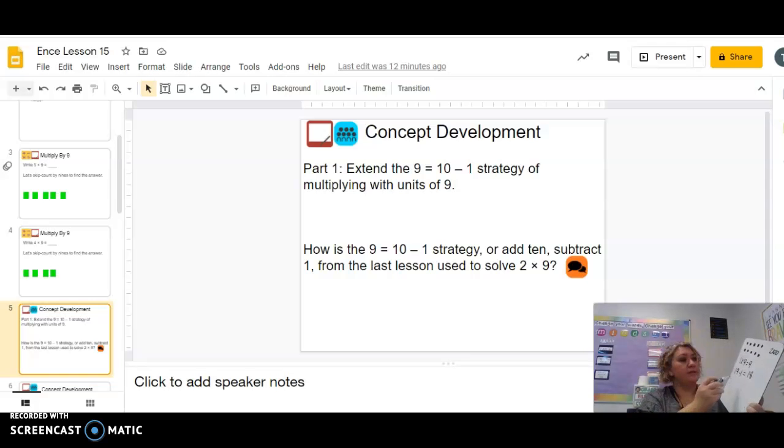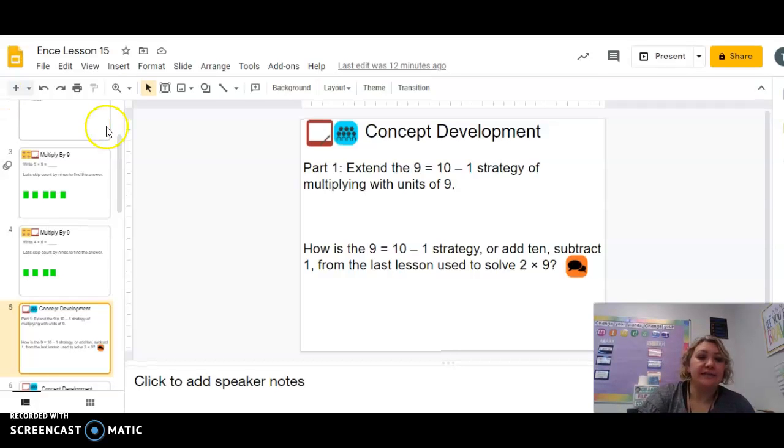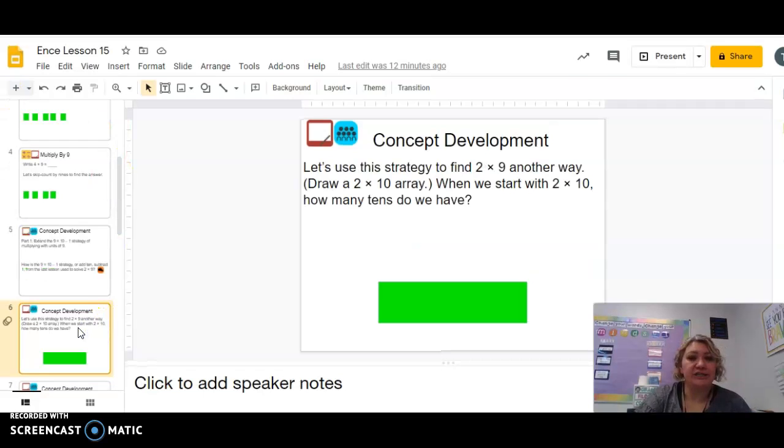So we know that we can add 10, then subtract 1. Mrs. Entz is trying to multiply by 10, then subtract 1, and that does not work. Okay, so let's go on to another strategy. Let's use the strategy to find 2 times 9 another way.